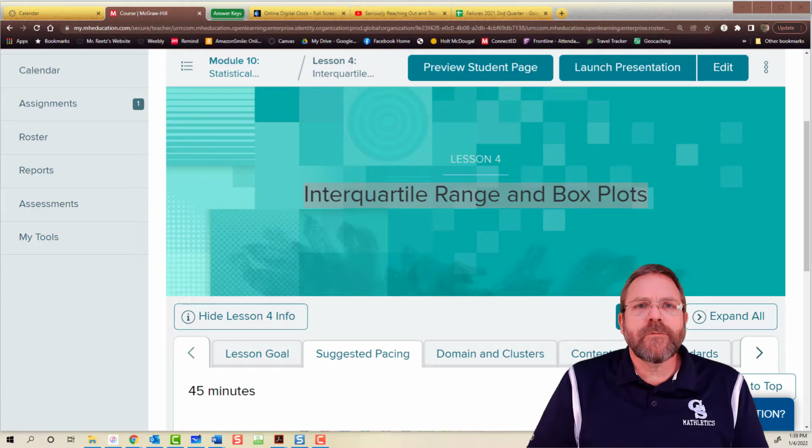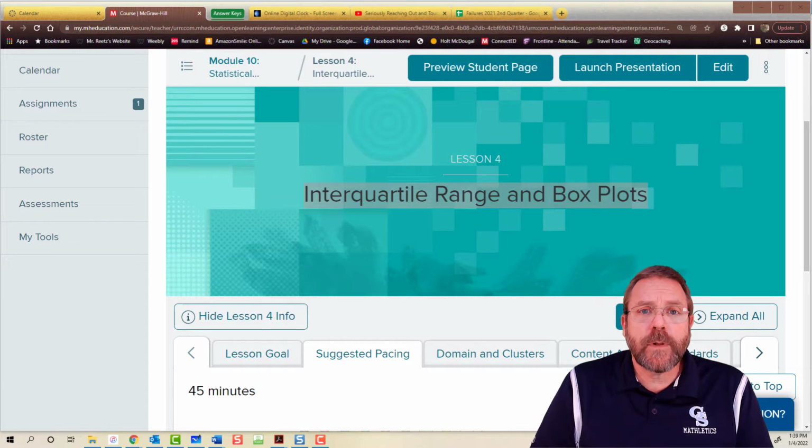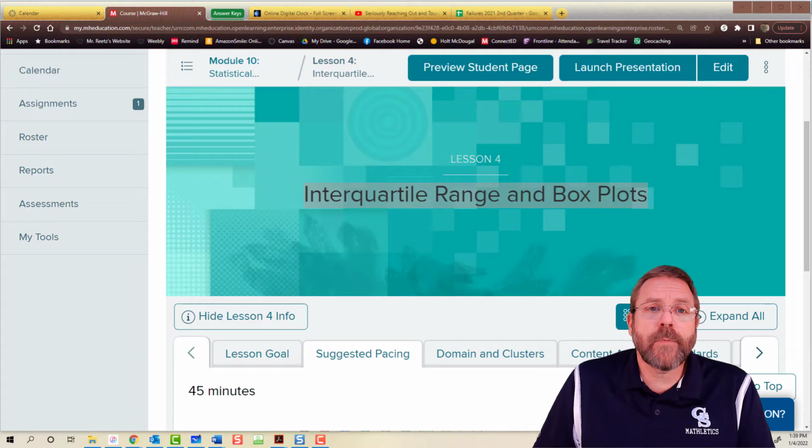Module 10, Lesson 4 covers interquartile range and box plots, also known as box and whisker plots. Now this is one of those concepts that if you don't learn the vocabulary, it's going to be extremely difficult. But if you learn the vocabulary, it's going to be stupid easy. It all comes down to whether or not you take the time to learn your vocabulary terms.